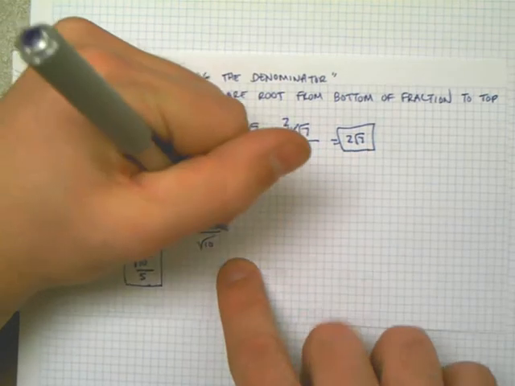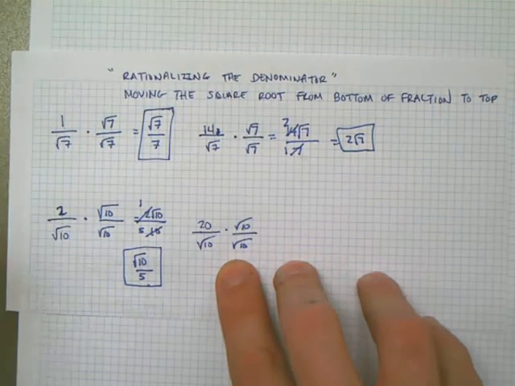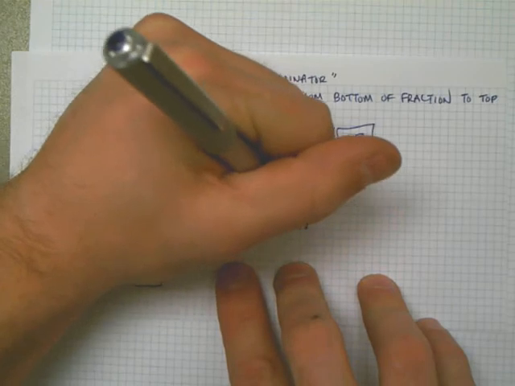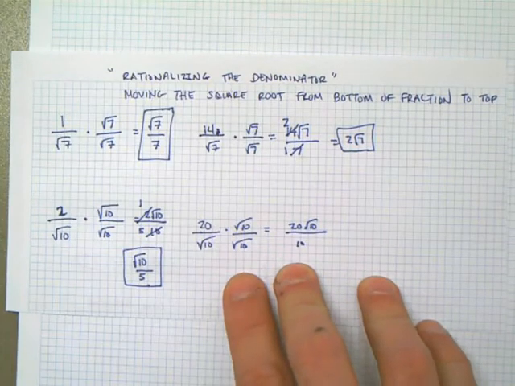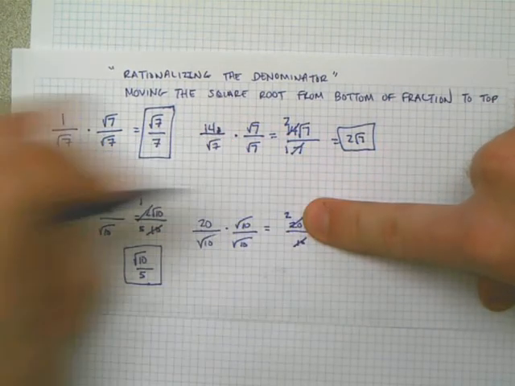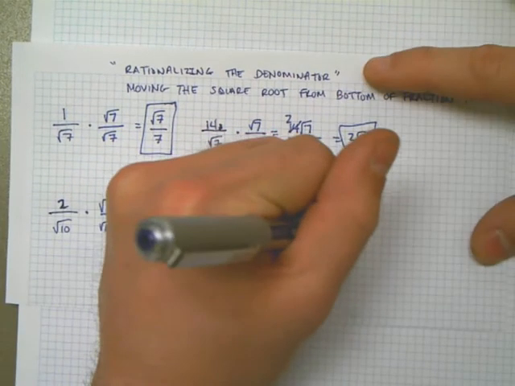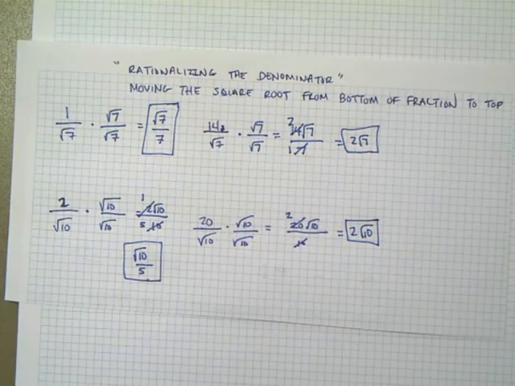Last problem. Multiply both top and bottom by the square root of 10. 20 times the square root of 10 on top. The square root sign goes away on the bottom. I look at the numbers outside the square root, they do reduce. 20 over 10 becomes 2 over 1. So my final answer is 2 square roots of 10. And that's how you rationalize the denominator.